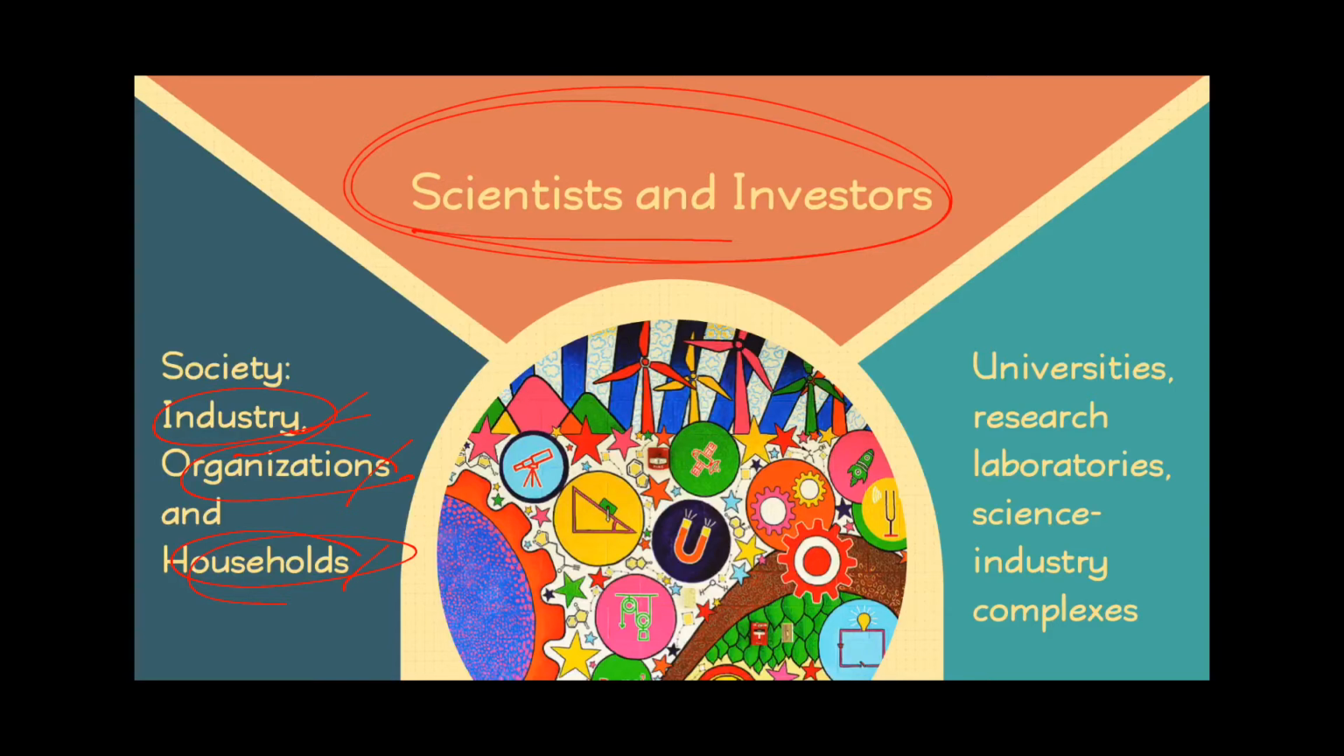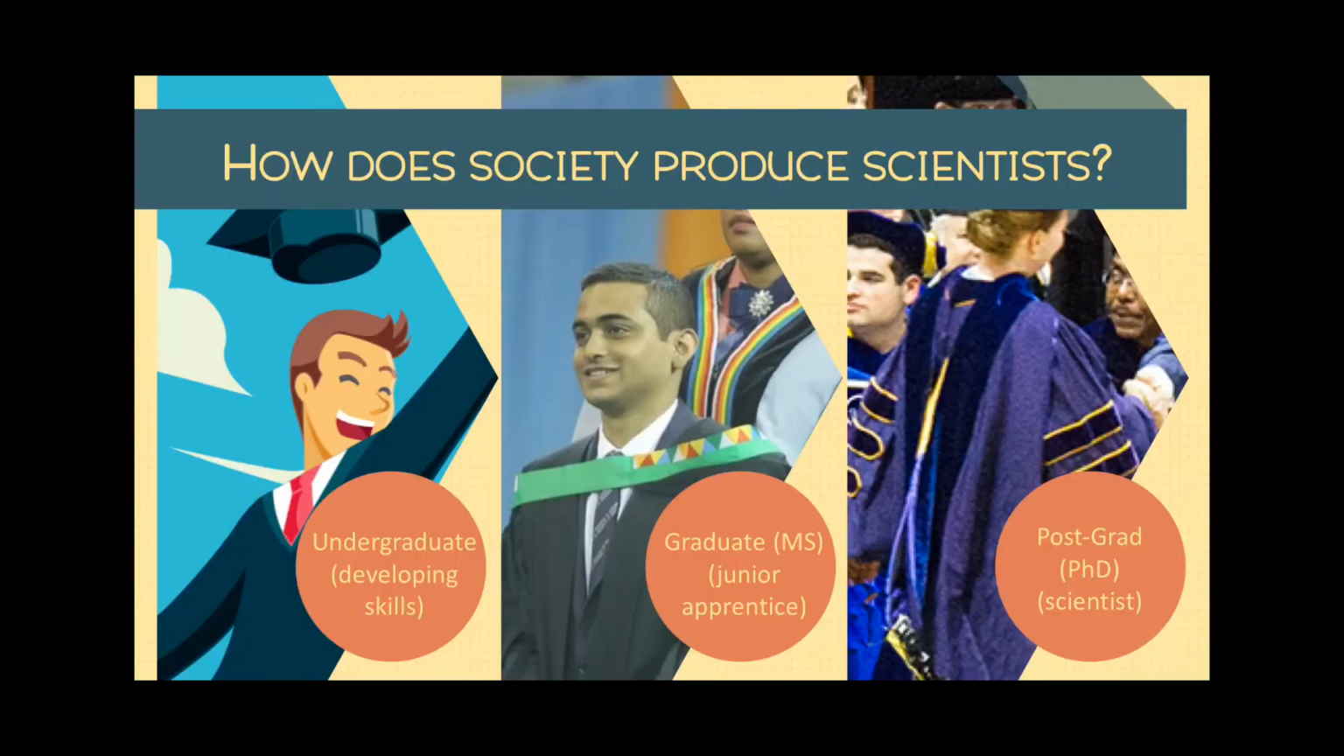The academia, which is of course comprised by the university, the research laboratories where all the technological innovations are being discovered, and the science industry complexes found in a given society wherein all of these innovations and discoveries are being processed. Now, in a society, scientists are also considered a commodity.